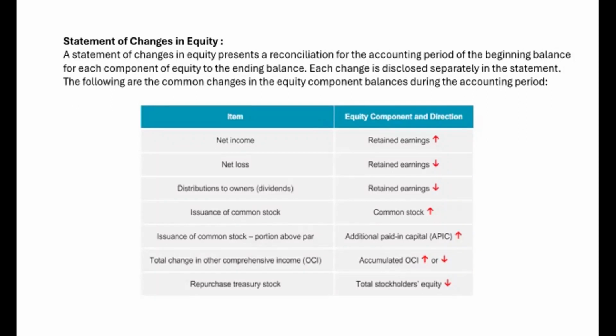Total change of other comprehensive income, OCI, will make accumulated OCI decrease or increase. Repurchase of treasury stock will decrease total shareholders' equity.